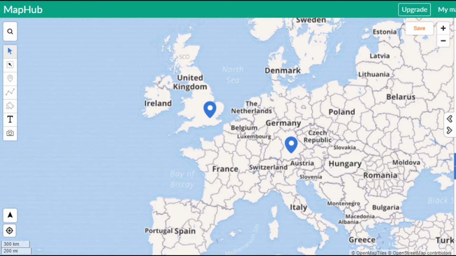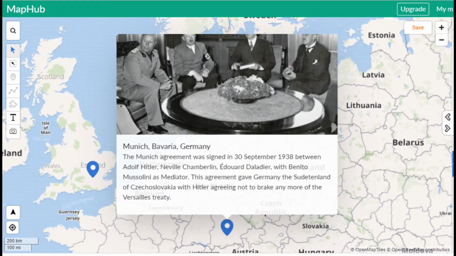As you can see, we have a map of Europe. You will also see that I have two marker points down, one in Germany and one in the UK. If I click on this one in Germany, we will see that it has been placed in Munich, Bavaria. Here in 1938, there was a meeting between Adolf Hitler of Germany, Neville Chamberlain of Britain, Edouard Daladier of France, and Benito Mussolini of Italy as mediator. Here the four sat down for a peace talk.